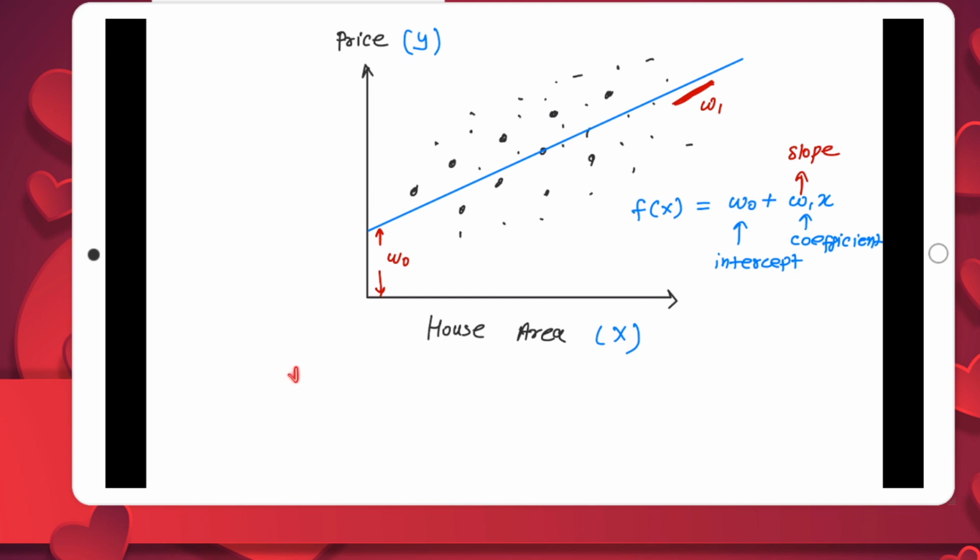So when the slope is positive, that means the price is going to increase, but when the slope is negative, in that case the price is going to decrease. All right. Okay. So this is about simple linear regression.